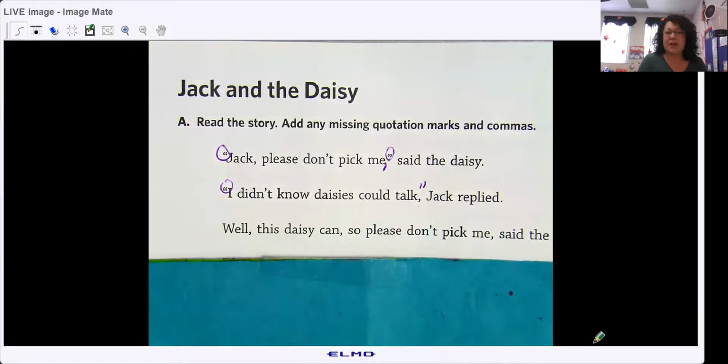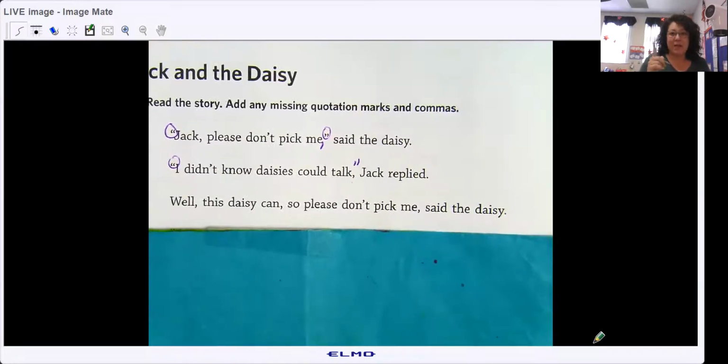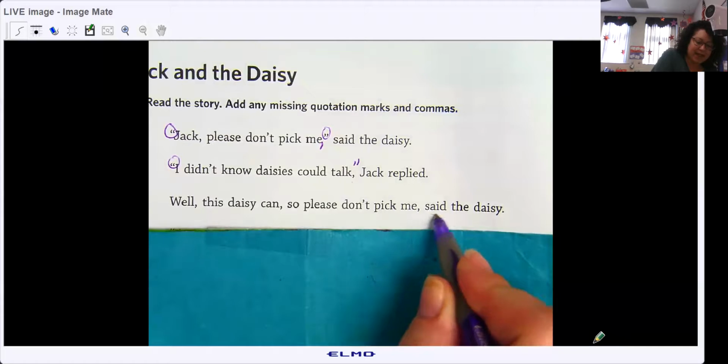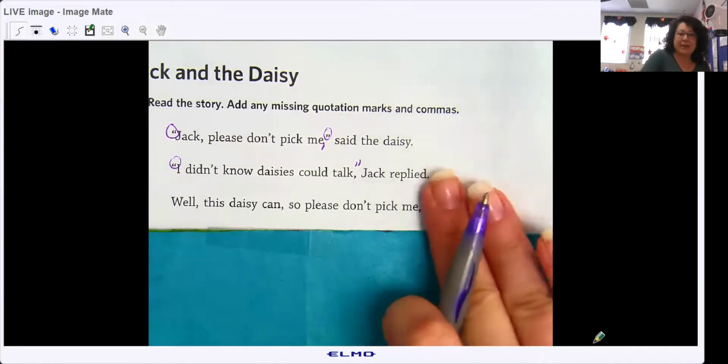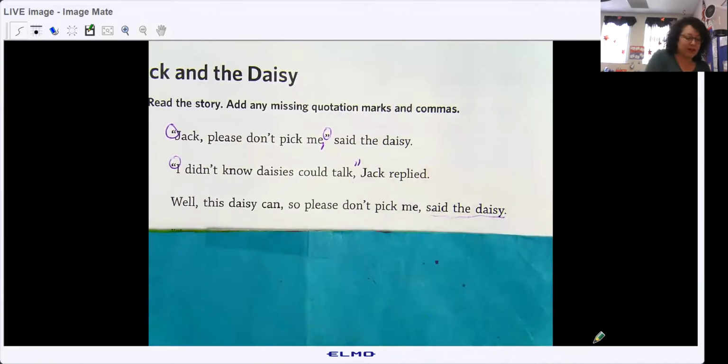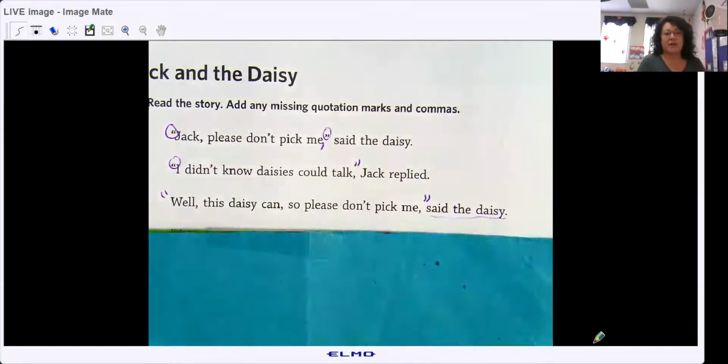So I have a bunch of commas. How do I know which one I'm going to circle? From the tag, said the daisy. So I know I've got my comma in the right place because that is where she finishes talking. But I don't see any quotation marks.